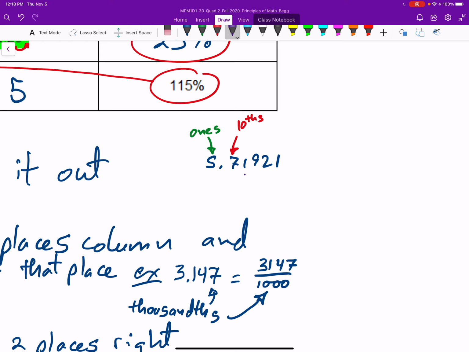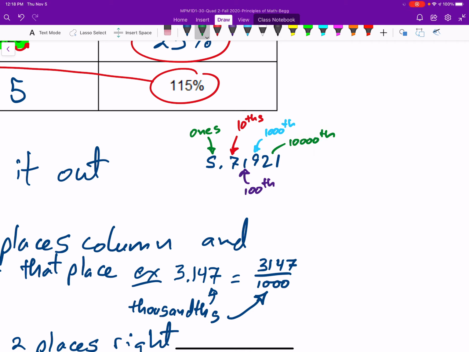And then the next one is the hundredths place. And the next one is the thousandths place. We just keep adding zeros into it, but it's 1,000th. Then the next one would be the 10,000ths.